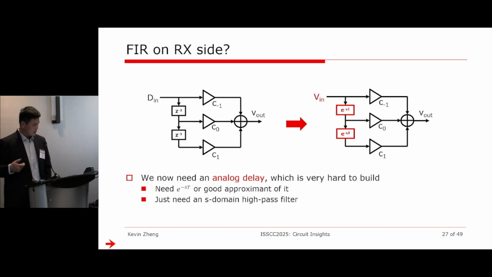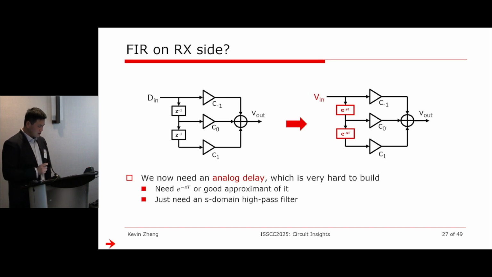Can I do something like a FIR on the RX side? The challenge here is once it's after the channel, it's not a hard 0 or 1. We're not operating in the digital domain anymore. It's an analog signal coming out of the channel. As a result, in order to implement this, we need some sort of an analog delay. And it's essentially impossible to build e to the minus st in the analog domain, okay? So that's why for early links, we don't do this. Nowadays, there's a different scheme that we can do, which we can talk about towards the end.